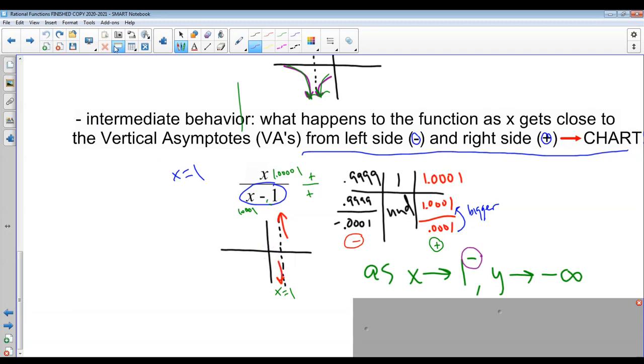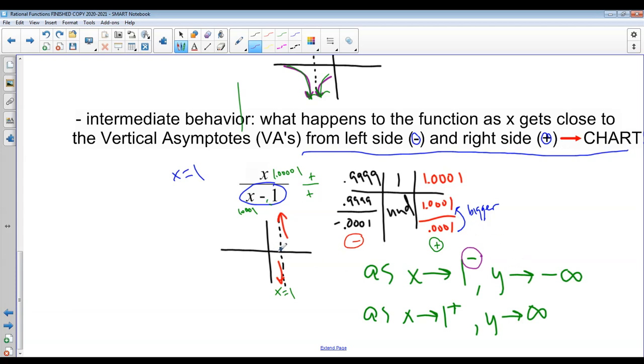And then the opposite, based on our chart, the opposite is going to happen from the right-hand side. So as x approaches 1 from the right, so that's what that symbol there means. As x approaches 1 from the positive side or from the right-hand side, the y values approach positive infinity. So as I'm coming from this way, the graph is going to hit that vertical asymptote and it's going to turn upwards and just go screaming more and more positive. It could come from down here. If there's an x-intercept here, we could turn up this way.